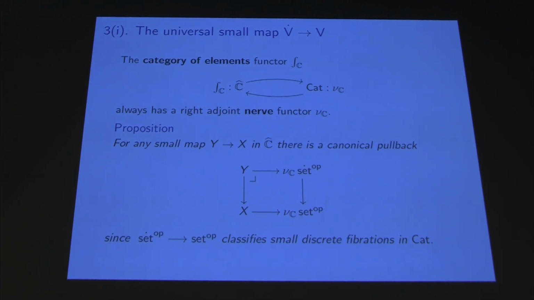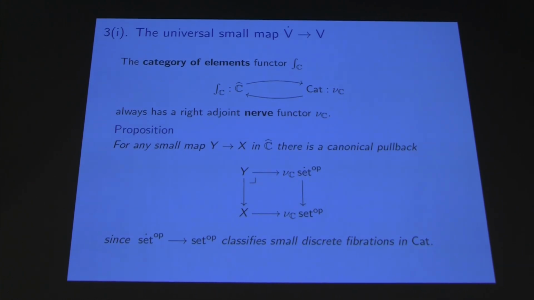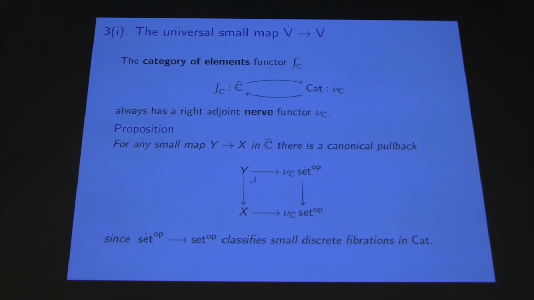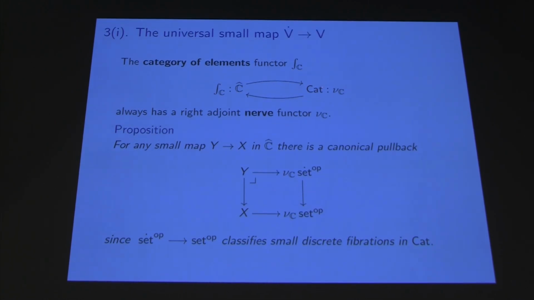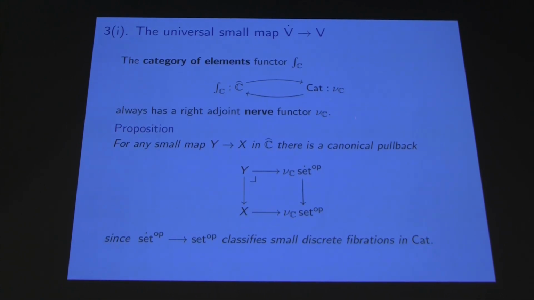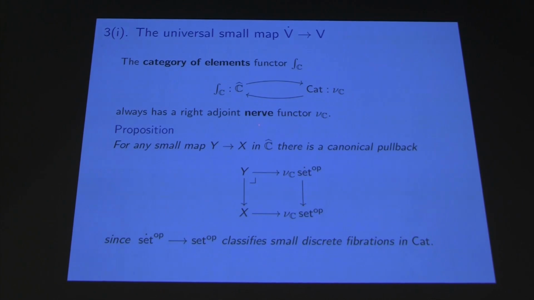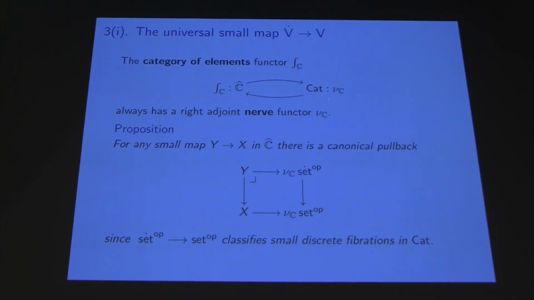The universal small map used to be called the Hoffman-Streicher universe in type theory. It works like this. The category of elements functor you know and love: whenever you have presheaves on any small category, you take the category of elements and you get a category. That functor has a right adjoint, which you may never have noticed. I'm going to call it the nerve with respect to C. So for any category A, I can take the C-nerve of A and I get a presheaf on C.